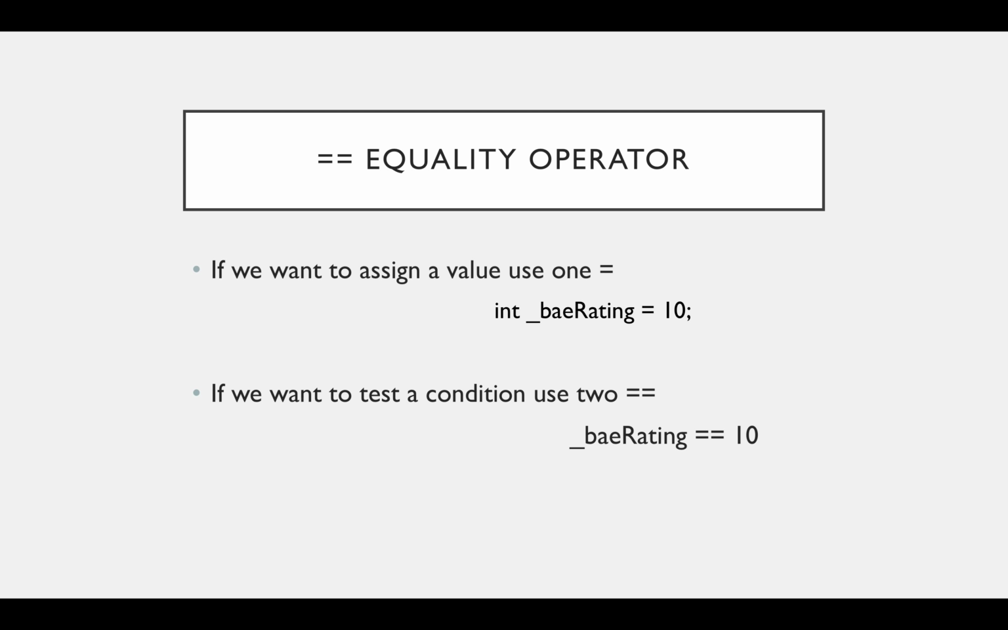For example, here we have bayRating. At the first time, it's equal to 10. We're assigning the value of 10 to bayRating, but the second time around, we're asking if bayRating is equal to 10.